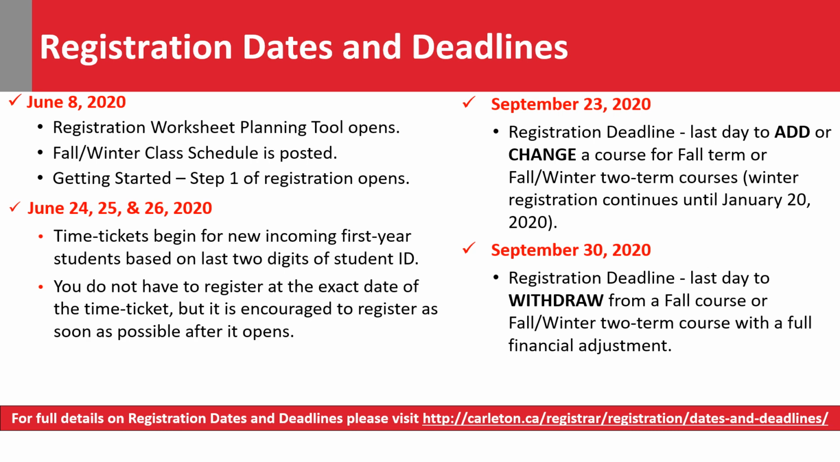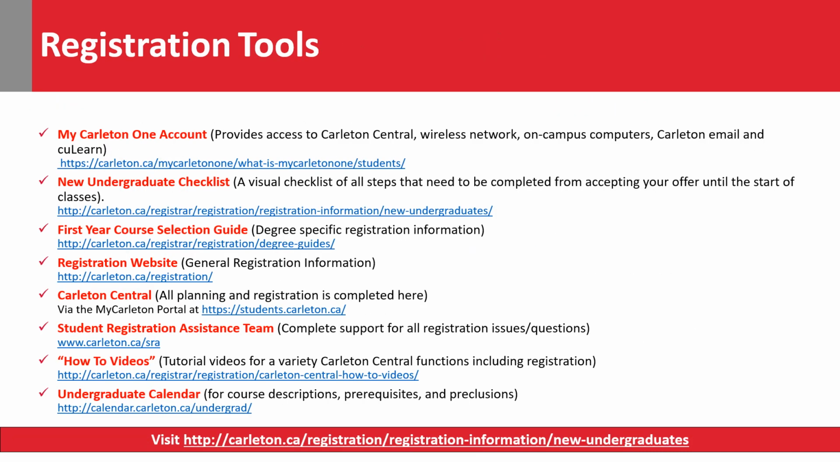The university offers a number of tools to help you with registration. Your My Carleton One account provides you with access to Carleton Central, wireless network, on-campus computers, Carleton email, and CU Learn. We encourage you to set up your account as soon as possible and to spend some time familiarizing yourself with the services available through your account. It's also important for you to check your Carleton email regularly, as this will be your main method of communication between you and the university.